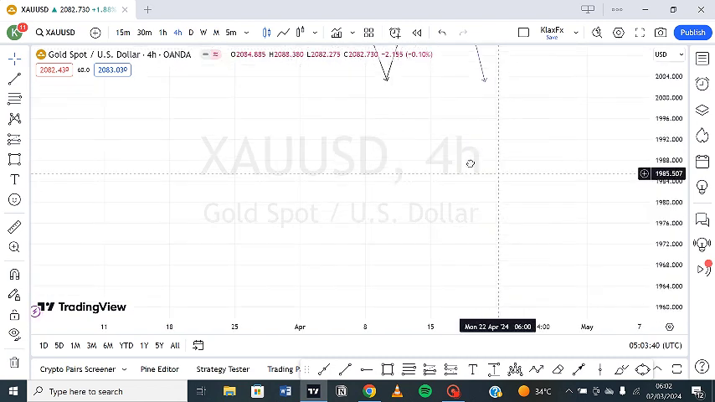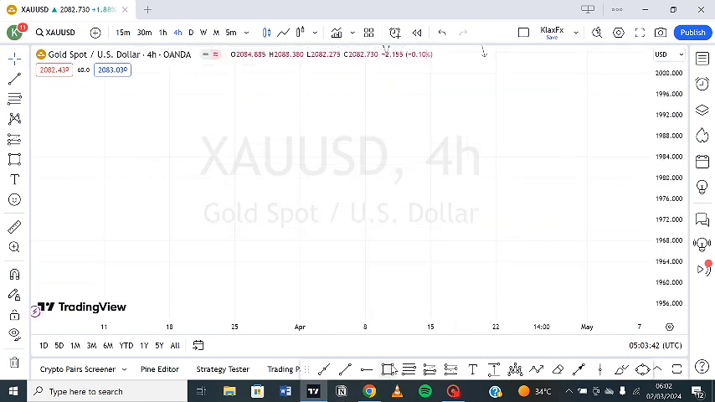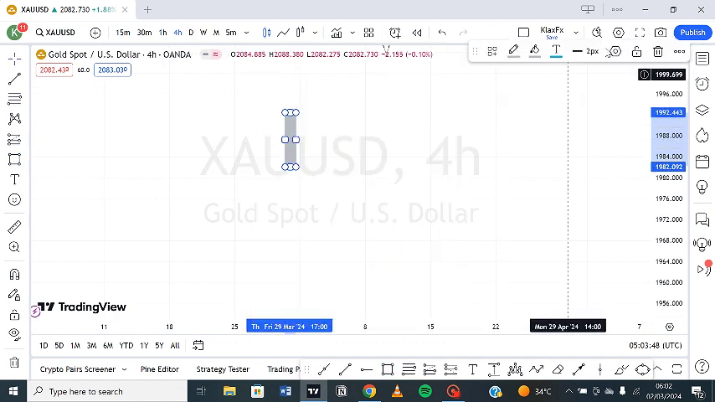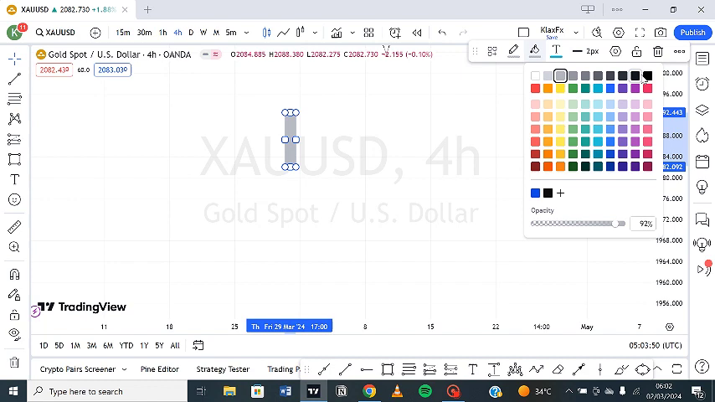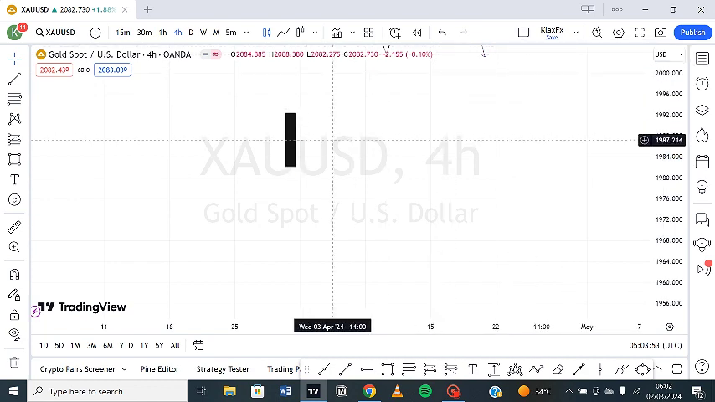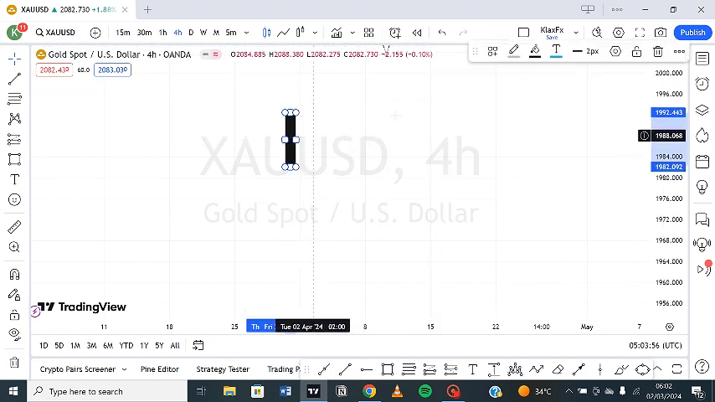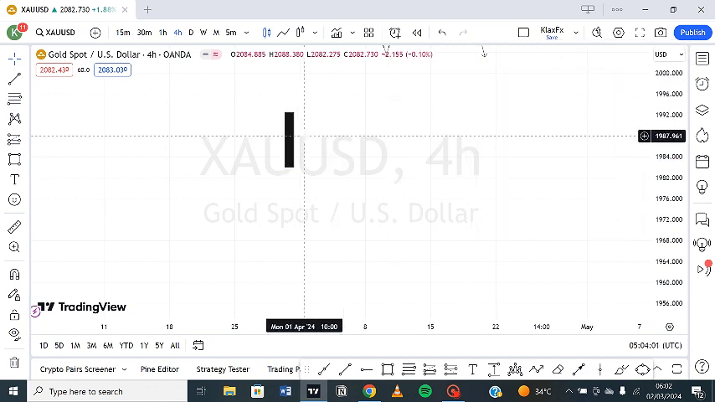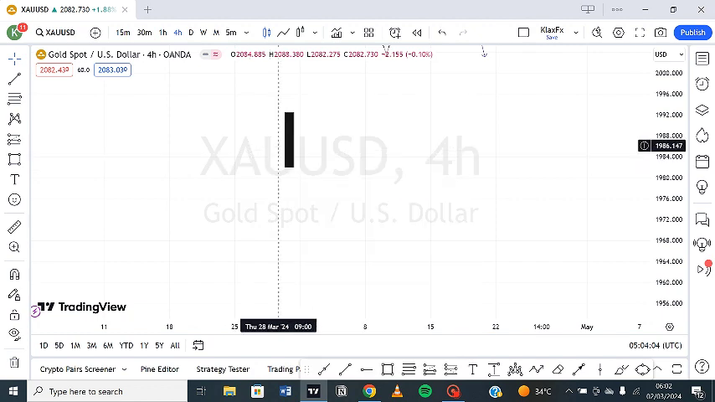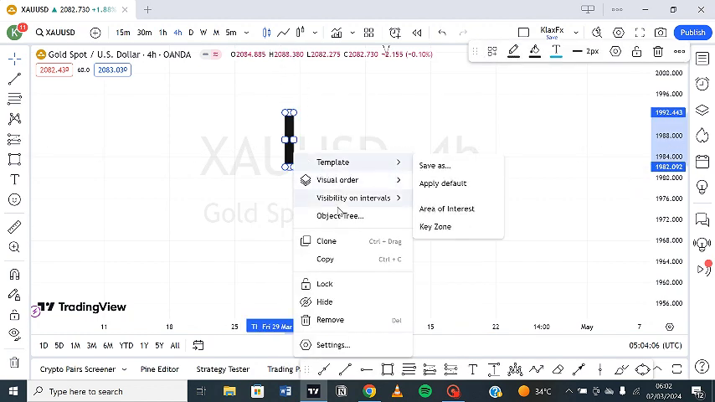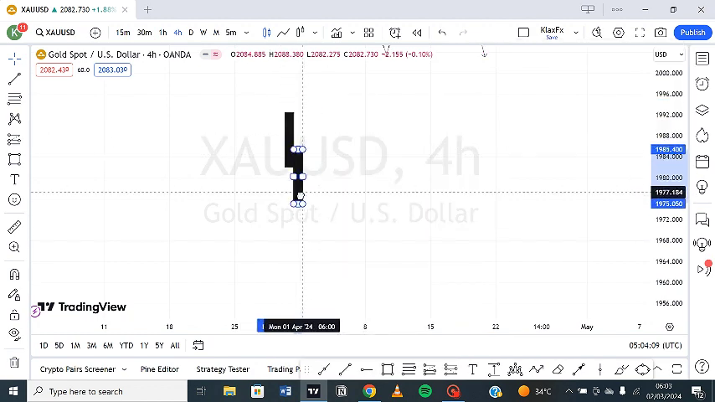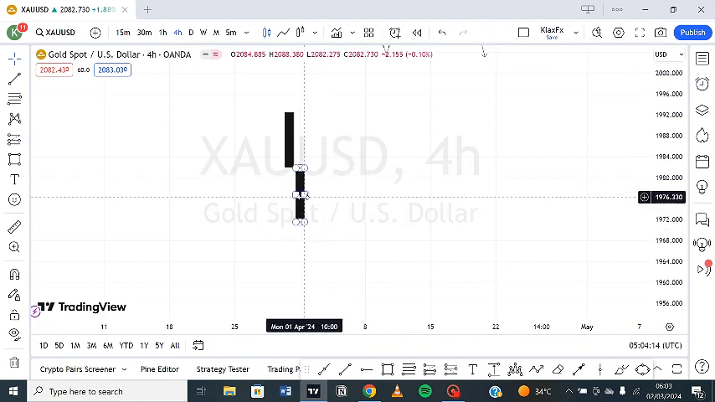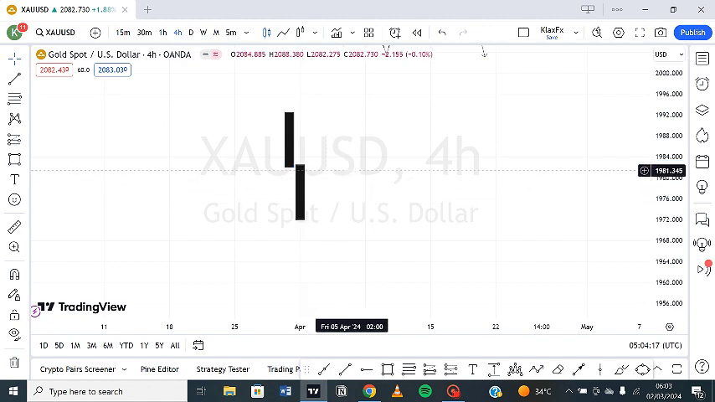Now the second type of Malaysian SnR is the one we call the closing price of candles. Let's say you have a candlestick like this. You have a candlestick like this, and you have another candlestick coming down. So the second type of SnR is the closing price of candle.